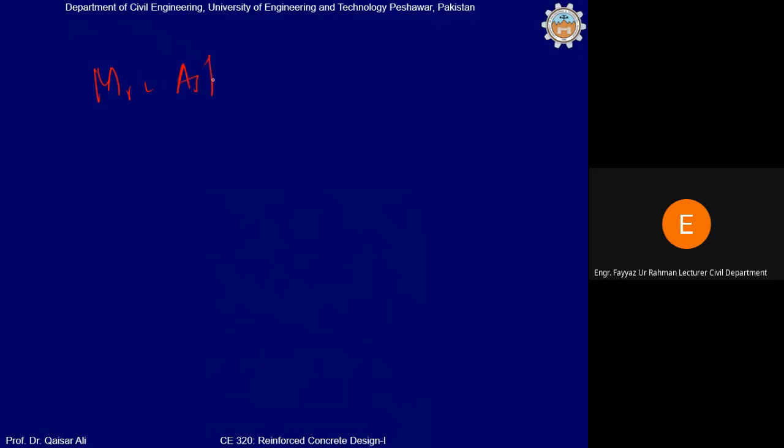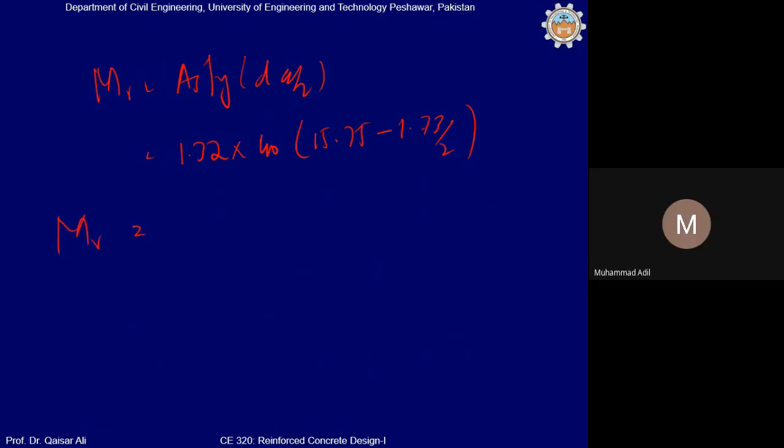It is equal to As fy into d minus a by 2. As was equal to 1.32 multiplied by 40. d was equal to 15.75, minus a by 2. So a is equal to 1.73 divided by 2. Tell me this quickly. 785.93. 785.93 inches.